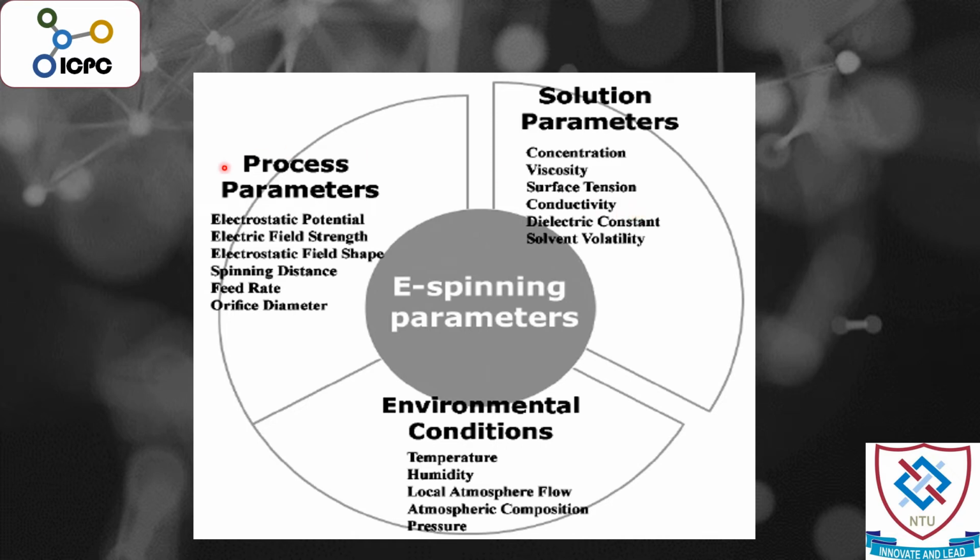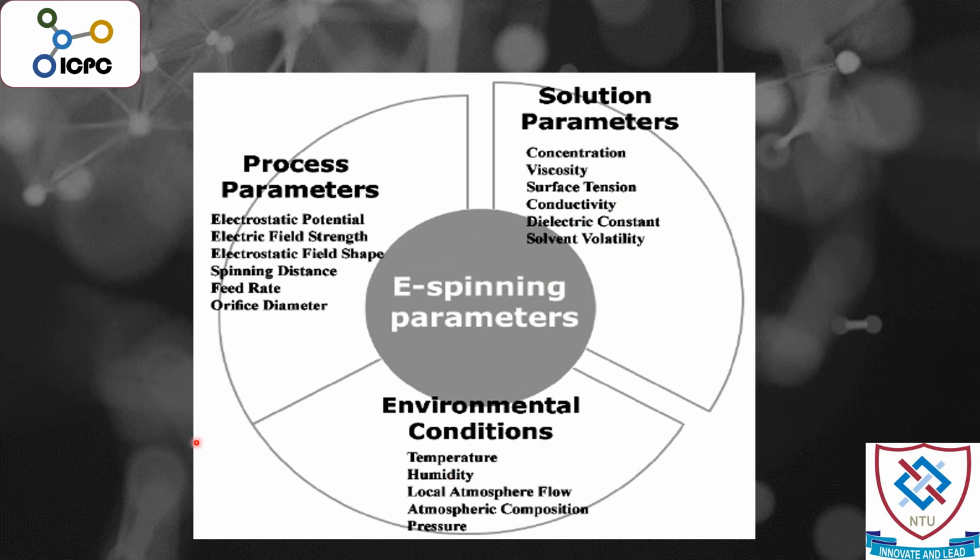Same, we have process parameters that are related to the machine, for example feed rate, distance, then the diameter of the needle, if you are using needle electrospinning, then electric field strength or voltage and electrostatic potential. So these processes are then optimized accordingly as well. And there are some ambient parameters like temperature, humidity, atmosphere pressure. So any sort of variation among these parameters could lead to different results.